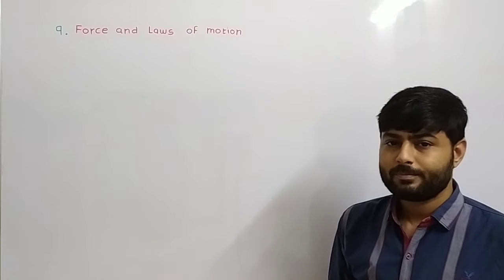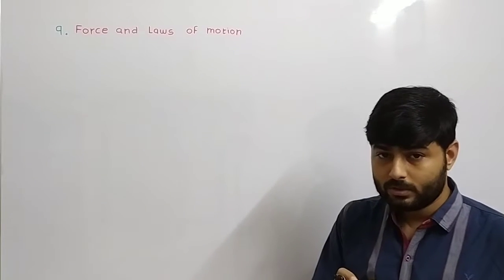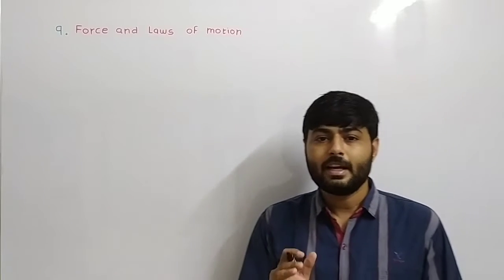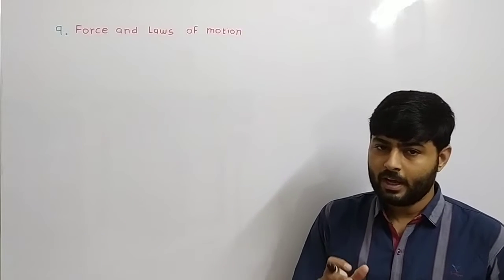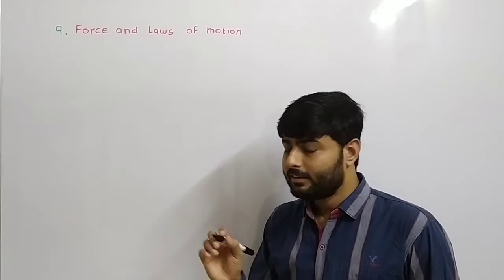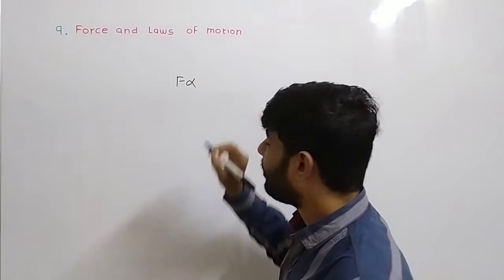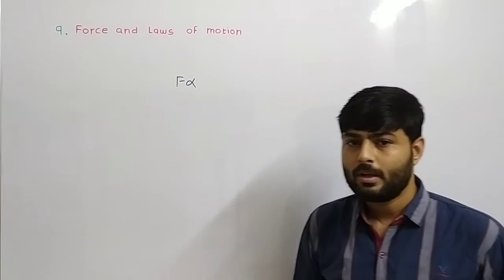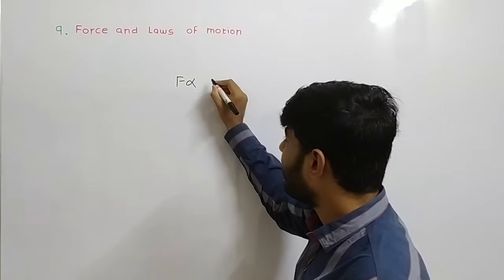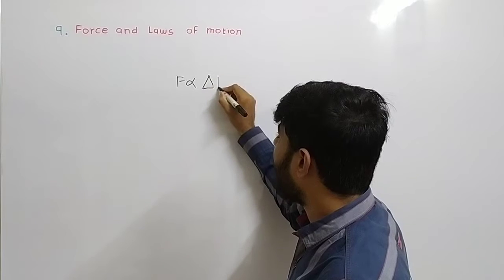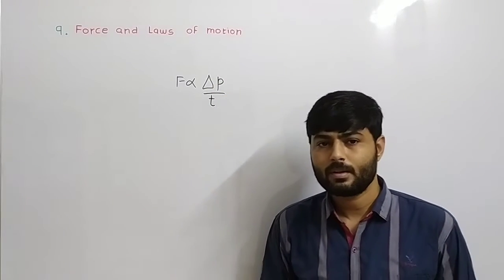So we know that by second law, force is rate of change of momentum. Now I can write F is proportional to rate of change of momentum. So I can write delta P divide T.